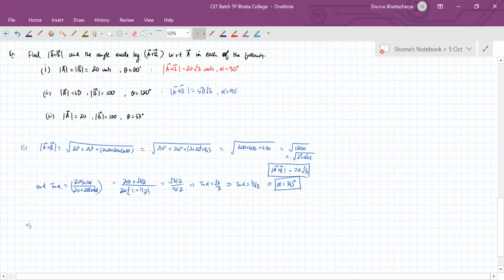So for the second part, use the relation that cos 120 is minus cos 180 minus 120, or minus cos 60, so that is minus half. So use this, and for the second part you'll also need sine 120, so that will become positive of sine 60, or positive of root 3 by 2. So use these values, so you'll get the answer.